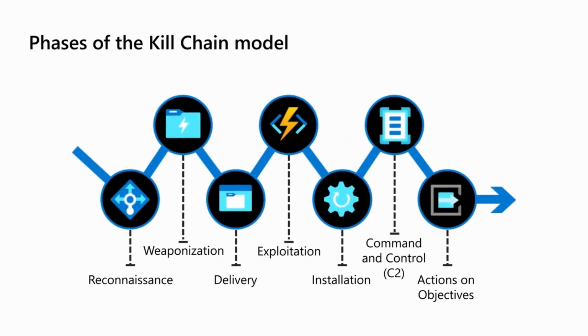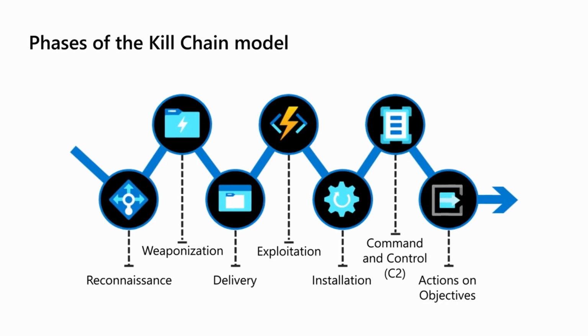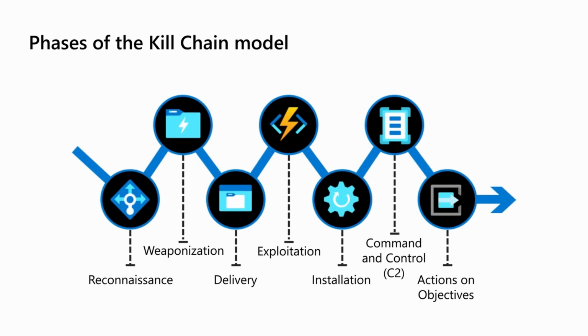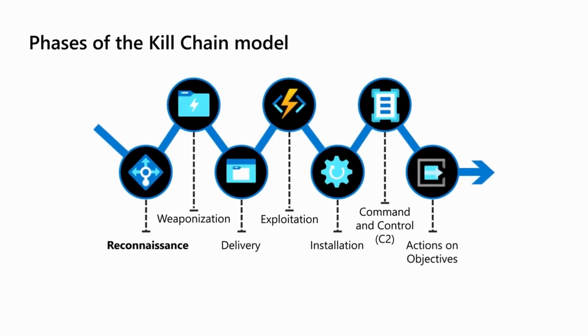Together, these phases form a cohesive end-to-end process represented as a chain where disrupting any step can disrupt the entire sequence. The figure illustrates this concept, showcasing how an adversary progresses through various phases to achieve their objectives. In a typical Advanced Persistent Threat, or APT, 7 phases are involved: reconnaissance, weaponization, delivery, exploitation, installation, command and control, or C2, and actions on objectives.